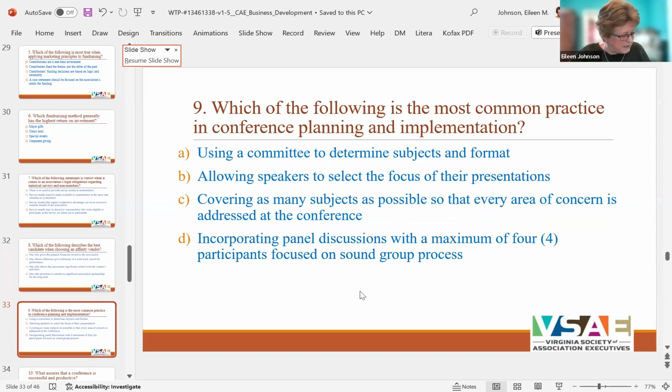How about 9? Which of the following is the most common practice in conference planning and implementation? A, using a committee to determine subjects and format. B, allowing the speakers to select the focus of their presentations. C, covering as many subjects as possible so that every area of concern is addressed at the conference. No. D, incorporating panel discussions with a maximum of 4 participants focused on a sound group process. Most common practice in conference planning and implementation.